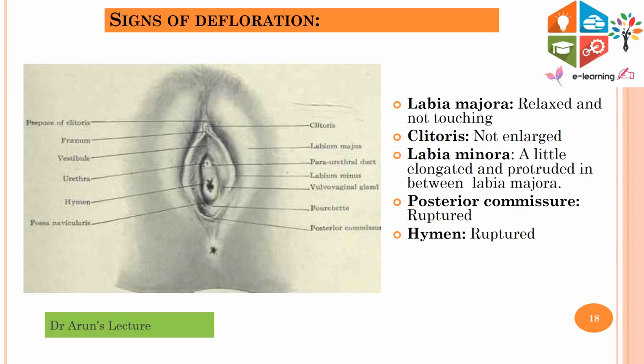And in signs of defloration, meaning there has been a loss of virginity, the labia majora are relaxed and not touching each other, and part of the underlying structures like the vaginal opening and the clitoris are exposed. The clitoris is not enlarged, the labia minora are a little elongated and protrude between the labia majora, the posterior commissure is ruptured, and the hymen is obviously ruptured. These are the features of signs of defloration.